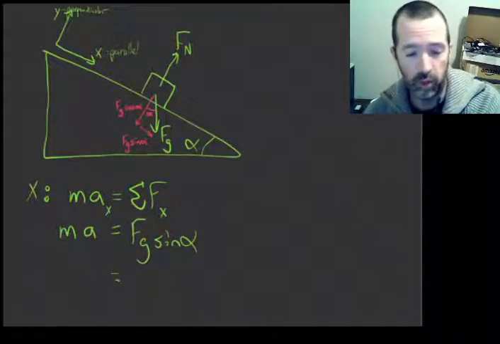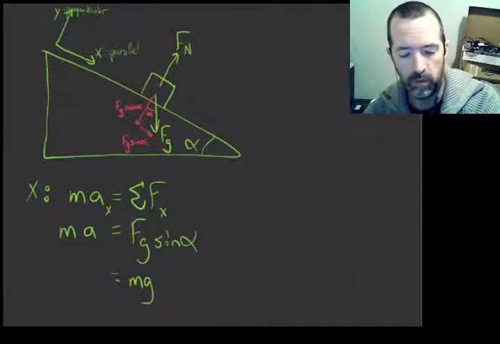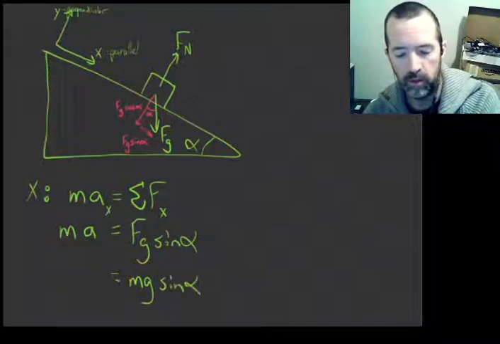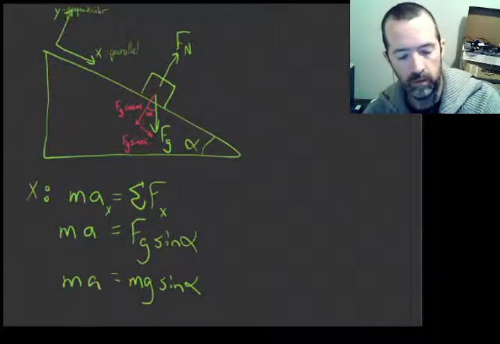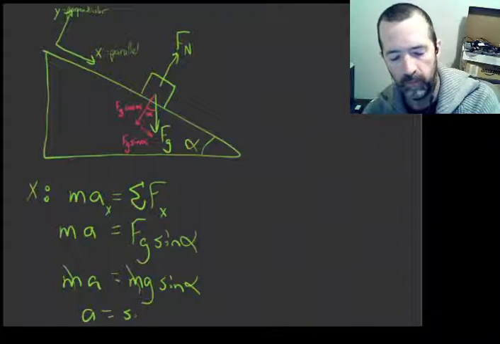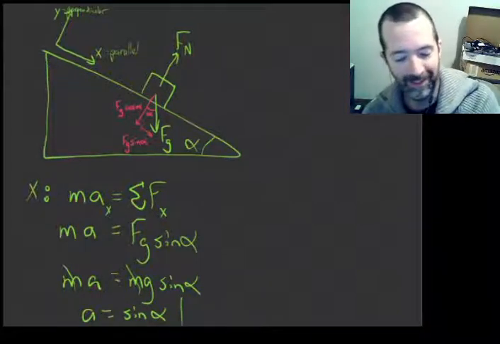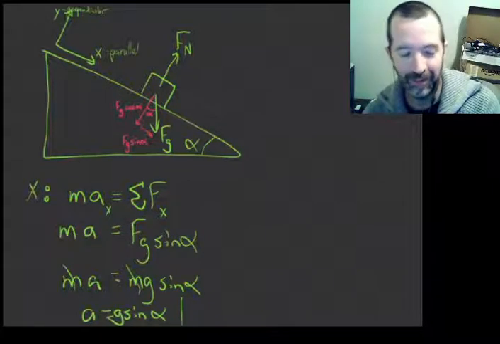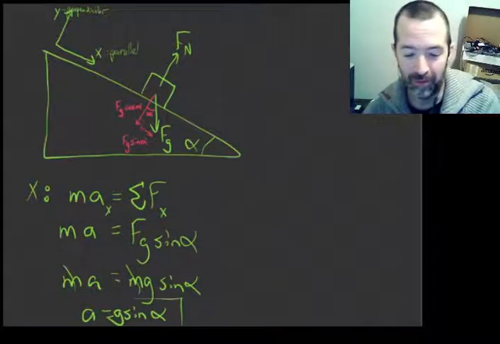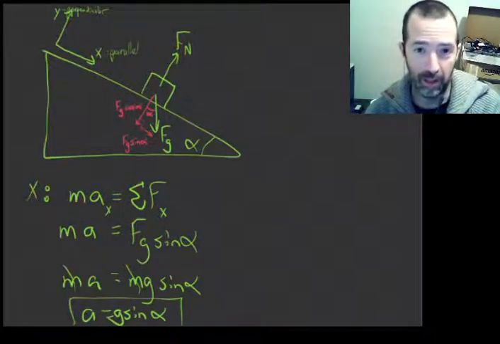And Fg is mass times g. So ma equals mg sine alpha, which means that the acceleration on a frictionless ramp, whoops, I need my g in there, the acceleration on a frictionless ramp should be g times sine alpha.